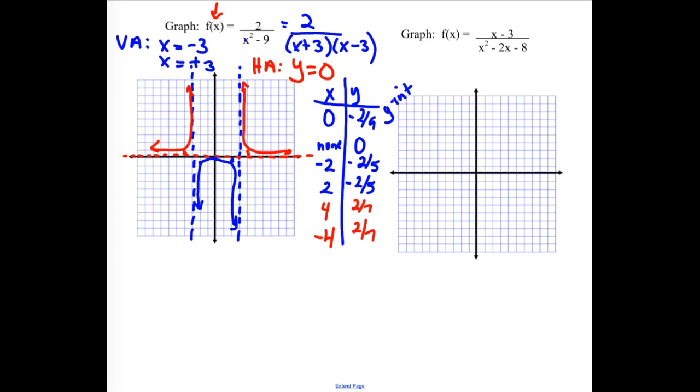Your graphs should be showing me that you are approaching those asymptotes without touching them. The vertical ones especially, you are never going to cross a vertical asymptote. Ever, ever, ever. Okay? Can't happen. Creates a 0 in the denominator. Doesn't work.